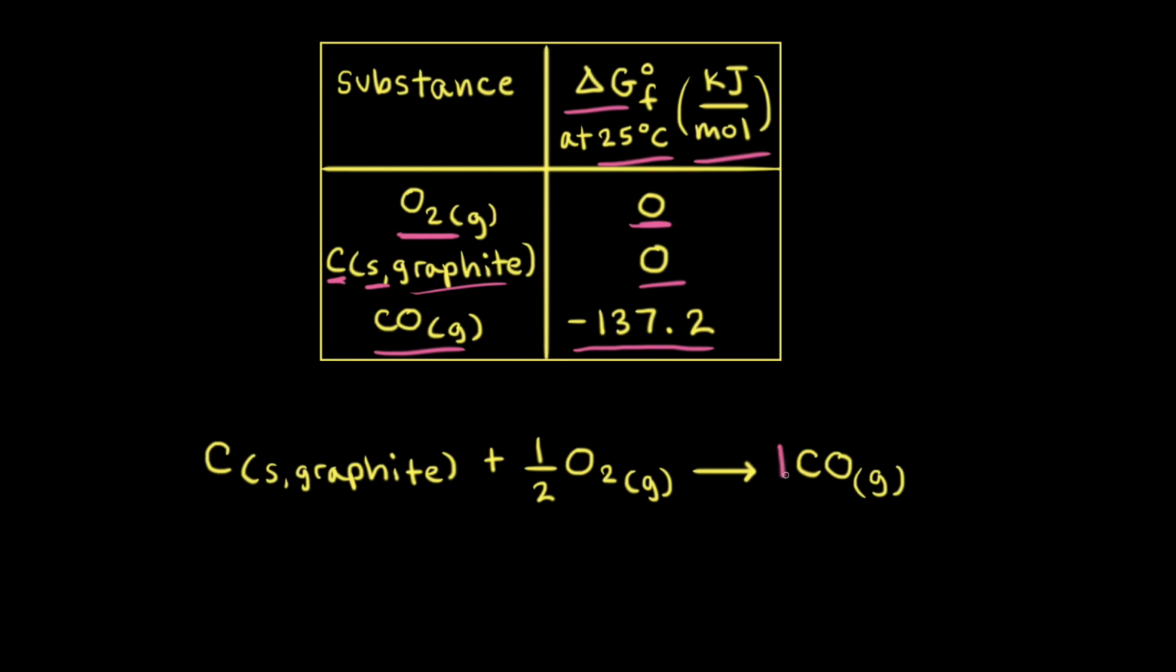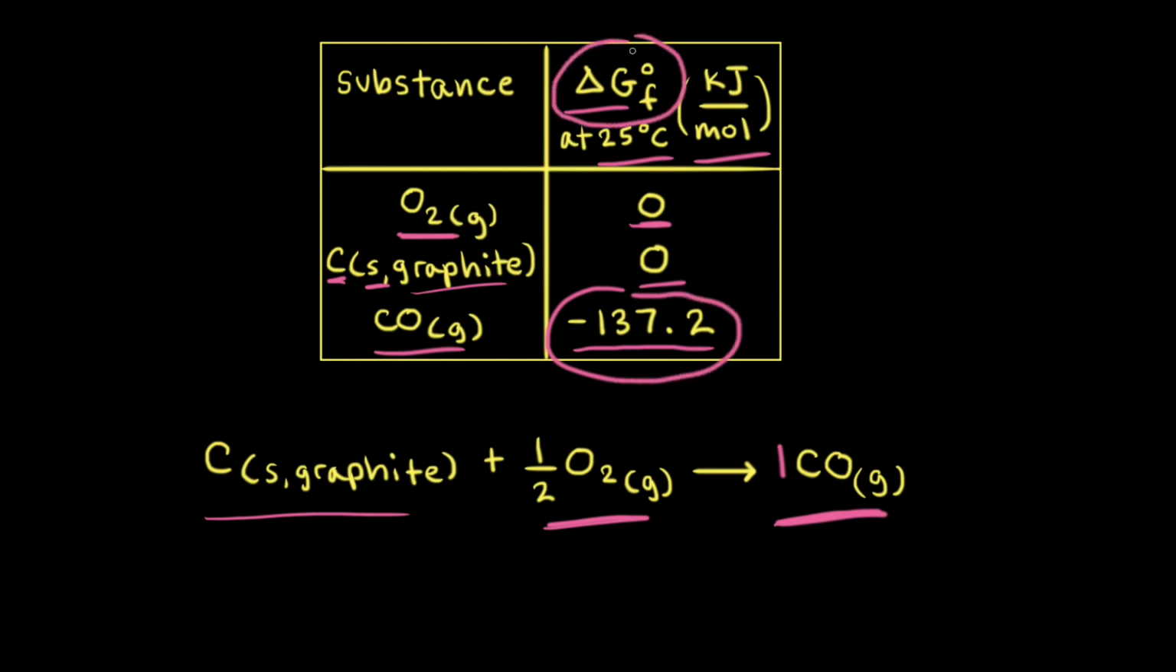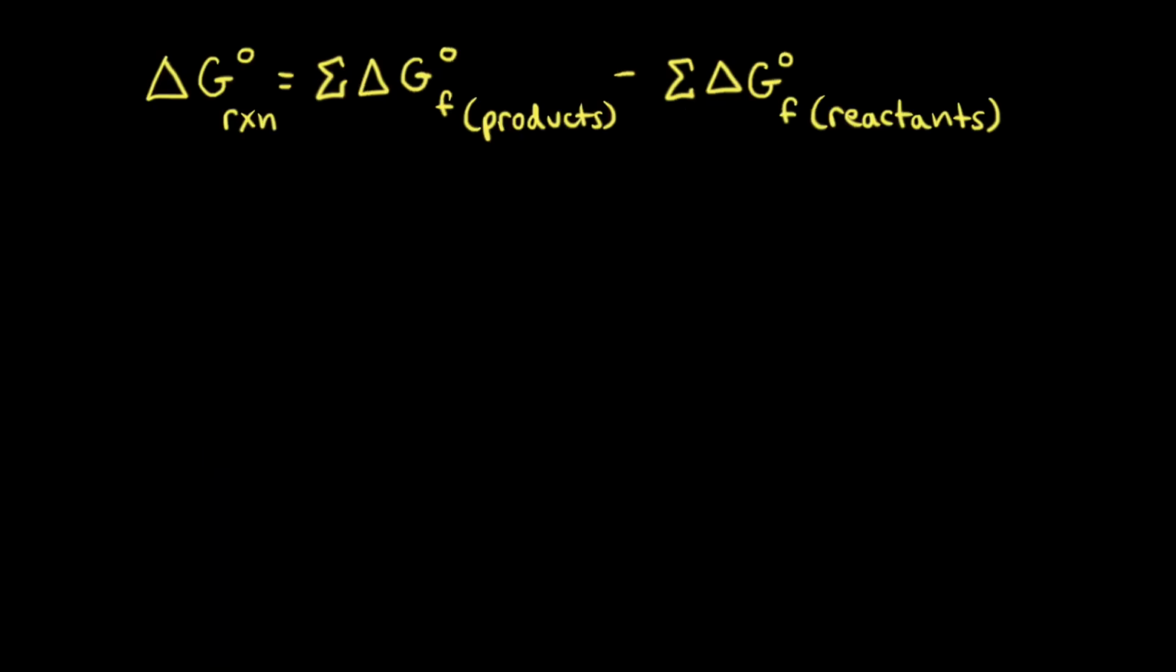So if we think about forming 1 mole of carbon monoxide from its elements, carbon monoxide is composed of carbon and oxygen. And the elemental form of oxygen is O2 gas, and the elemental form of carbon is the solid form in graphite. So this value for the standard change in free energy of formation of carbon monoxide is talking about the change in free energy for the formation of 1 mole of carbon monoxide from its elements in their standard states. Standard changes in free energy of formation of substances are useful because they can be used to calculate the standard change in free energy for a chemical reaction.